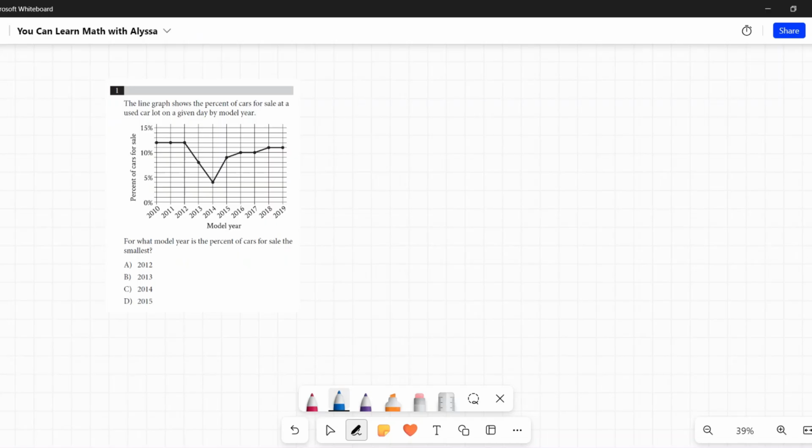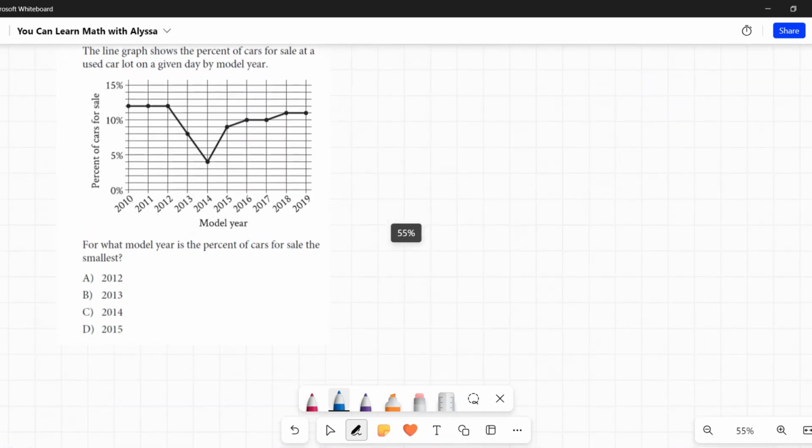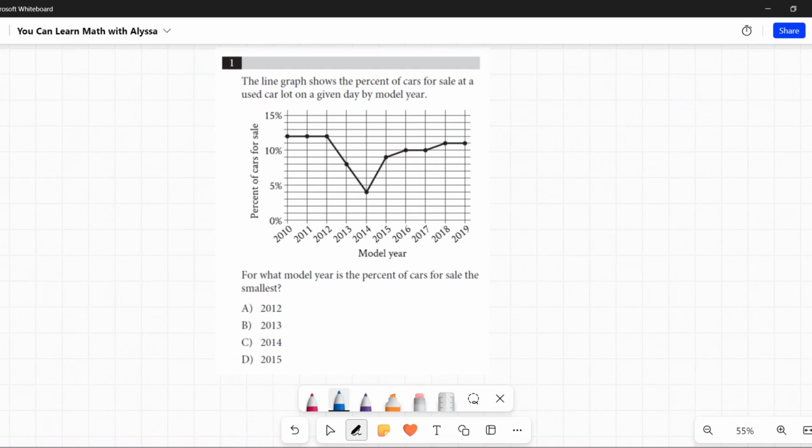Number 1, the line graph shows the percent of cars for sale at a used car lot on a given day by model year. For what model year is the percent of cars for sale the smallest? This is just testing your ability to read a graph.